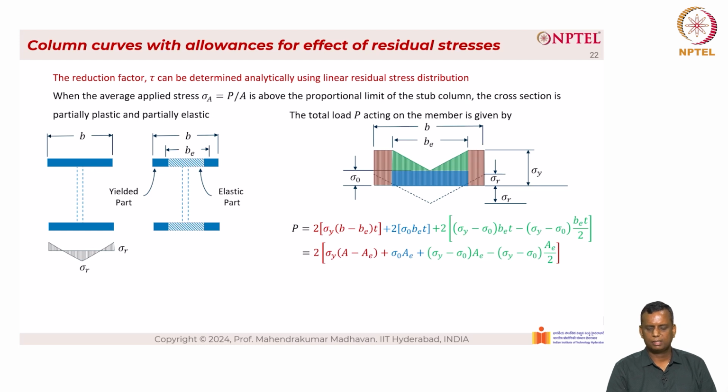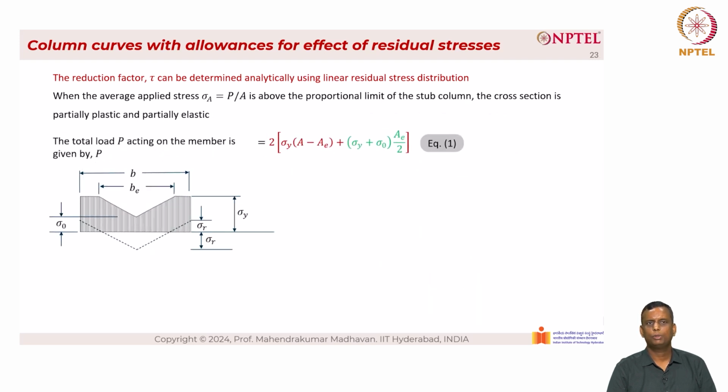So we can simplify this further by expanding it. So 2 into sigma Y into (A minus AE) plus sigma naught into AE plus (sigma Y minus sigma naught) into AE minus (sigma Y minus sigma naught) into AE by 2. So we have taken the 2 outside common and we have got the resulting equation. This can be further simplified as 2 into sigma Y into (A minus AE) plus sigma naught into AE plus (sigma Y minus sigma naught) into AE by 2. Again, we can simplify this further by expanding it. So we have 2 into sigma Y into (A minus AE) plus (sigma Y plus sigma naught) into AE by 2. So this becomes equation 1.